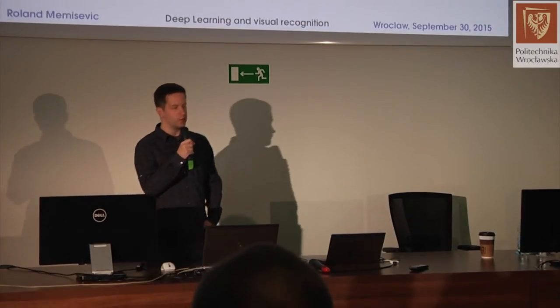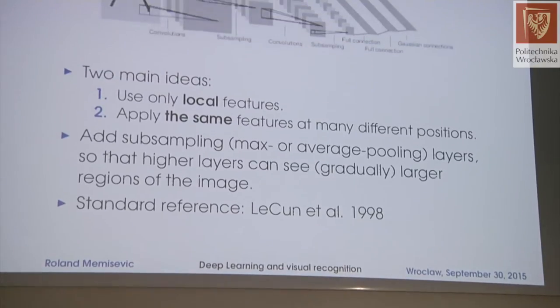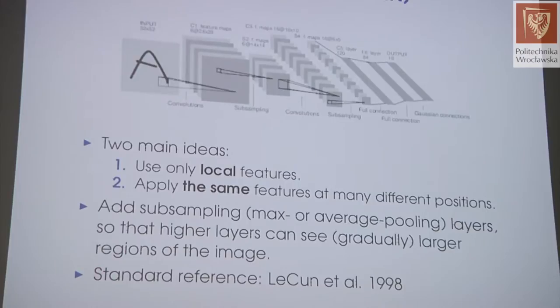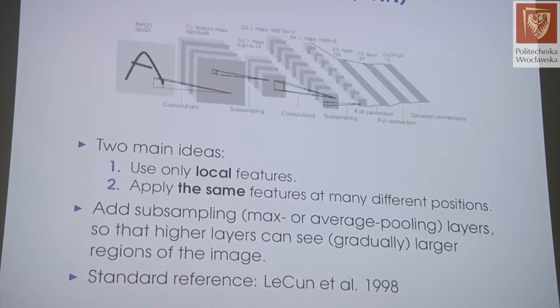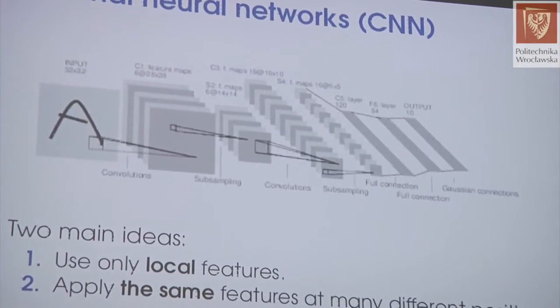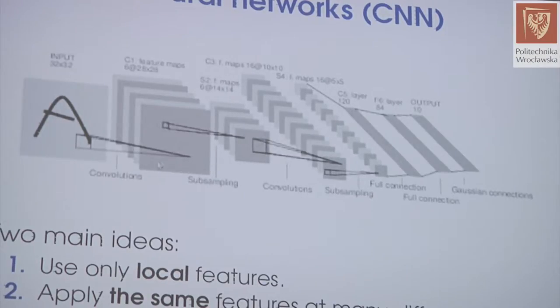And so that leads to convolutional networks, which I'm sure some of the other speakers have talked about a little bit, which is basically just a neural net with a couple of layers that puts in these two constraints. So it uses local features and it applies the same feature at many different positions. Local features means that you have hidden units going from the input to the first hidden layer, which do not look at the whole image, but only at a tiny patch in the input image.